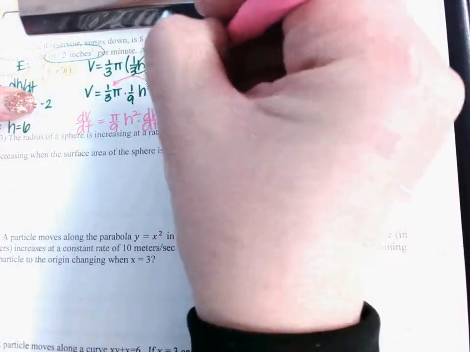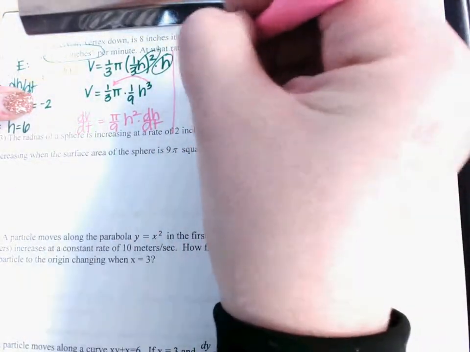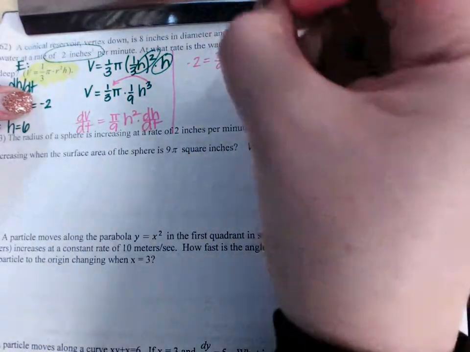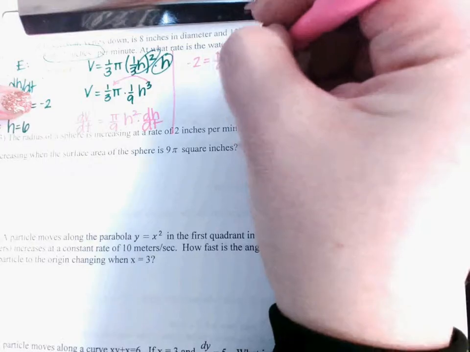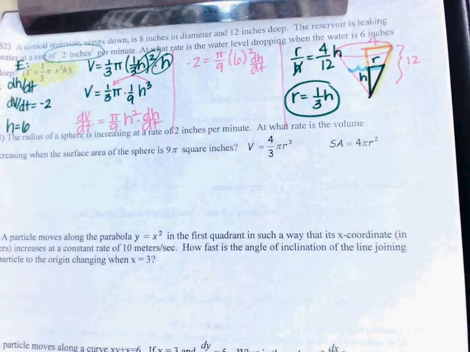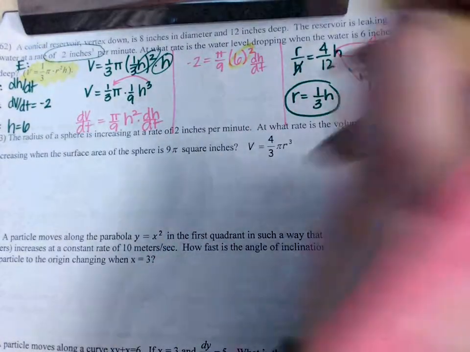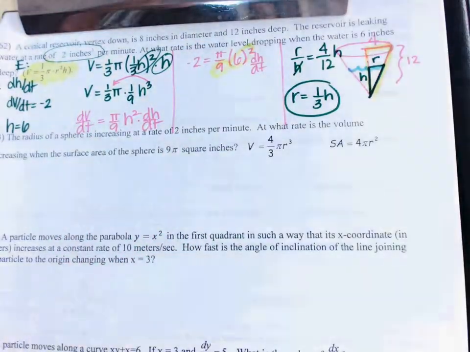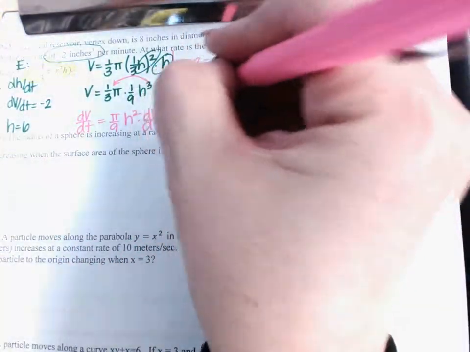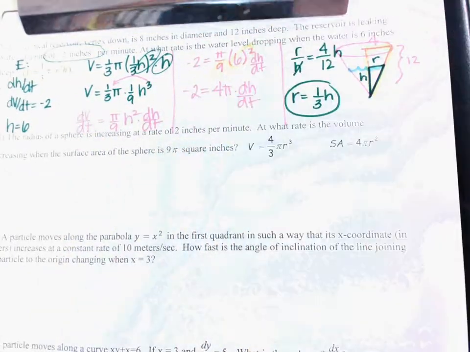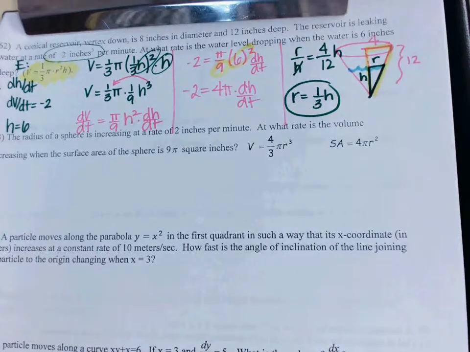-2 equals pi ninths. My h is 6. And then dH/dt is my unknown. Then from there, what is 6 squared here? 36 divided by 9 is 4, so -2 equals 4 pi dH/dt. Then my last step, I divide by 4 pi, that'd be my answer.